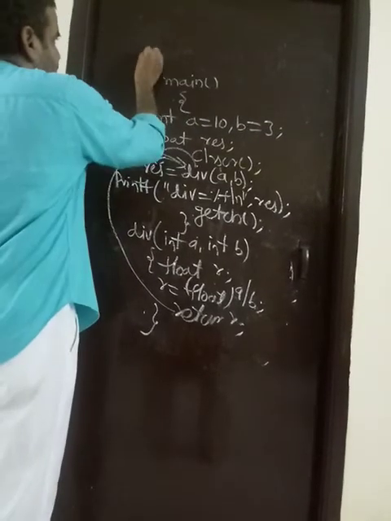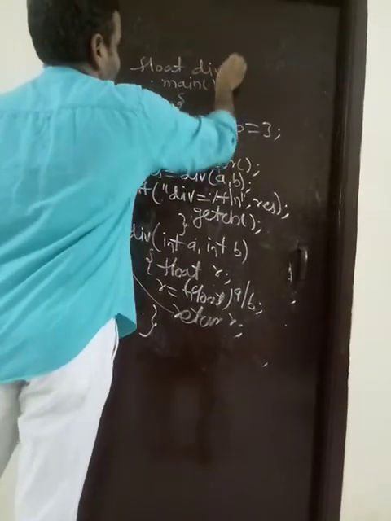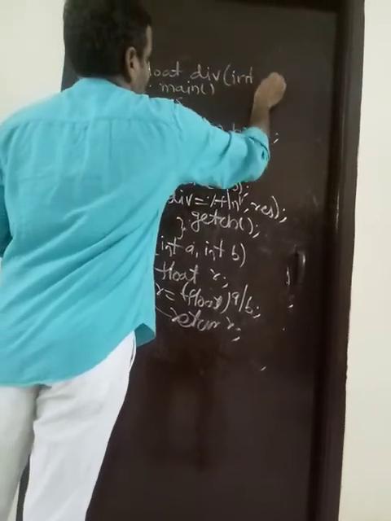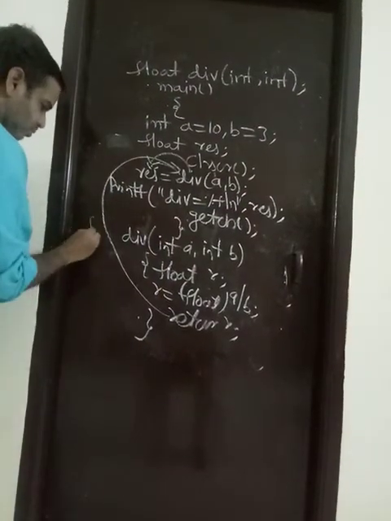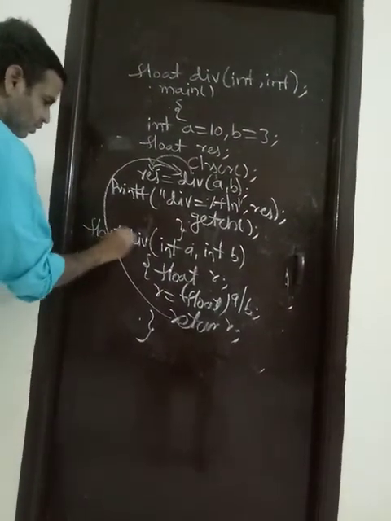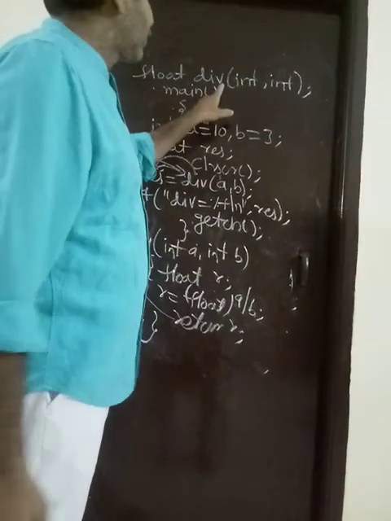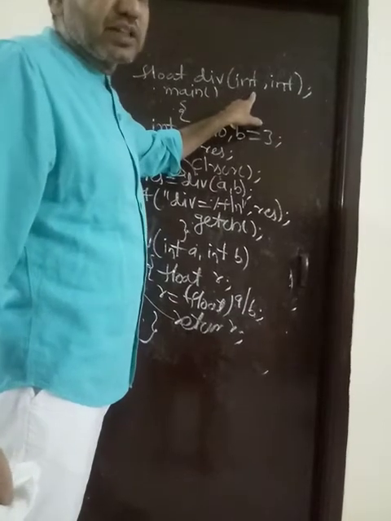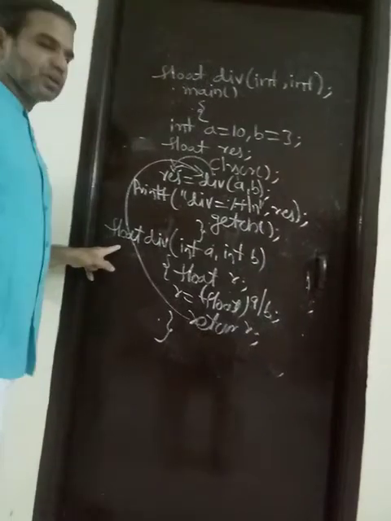So float division of integer comma integer, then semicolon. Here the return type must also be float. This is called a function prototype. So what is the meaning? Division is one of the user defined functions which receives input as integer comma integer and returns a float value. And here we should also specify float.